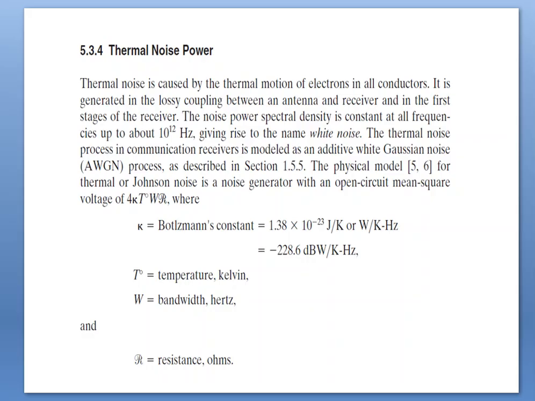The physical model for the thermal noise or Johnson noise is a noise generator with an open circuit mean square voltage that is 4KTWR, where K is the Boltzmann constant, T is the temperature in Kelvin, W is the bandwidth in hertz, and R is the resistance in ohms.